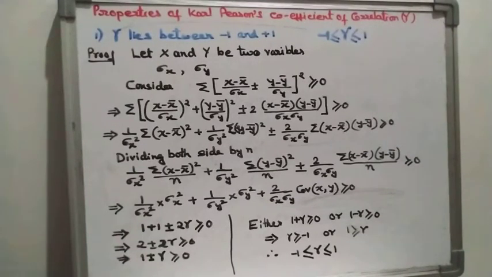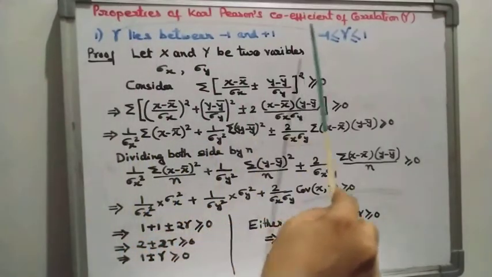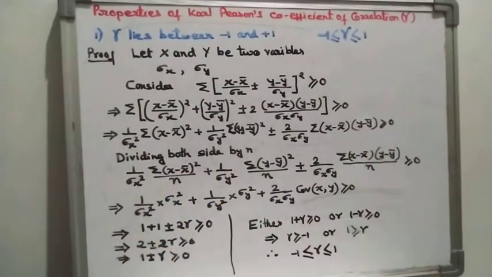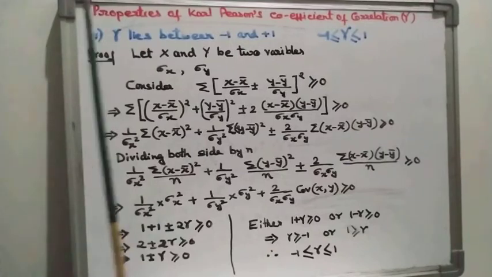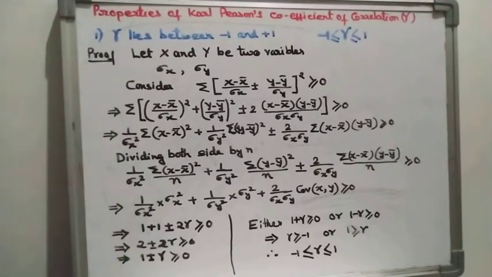Hello students, today's topic is properties of Karl-Pearson coefficient of correlation. We have learned how to find the Karl-Pearson coefficient of correlation. This is the mathematical way of finding correlation between the two variables x and y, and it is denoted by rho.